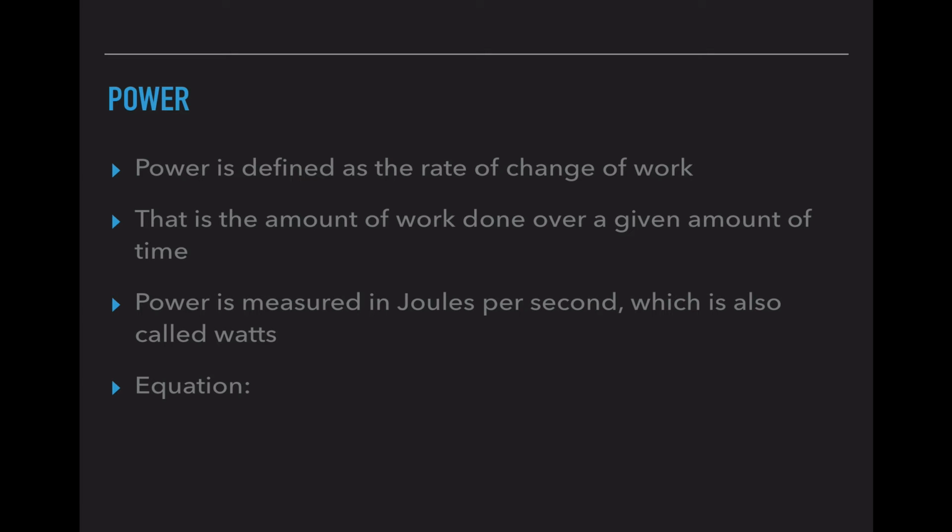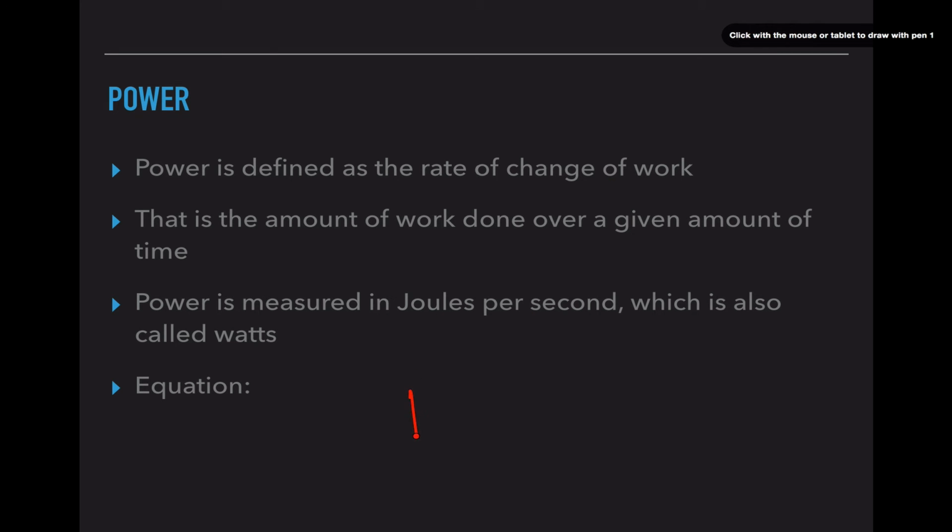So the last thing we're going to talk about in this video, it's going to be real quick, is power. Power is defined as the rate of change of work, meaning it is the amount of work done over a given time frame. Power is measured in joules per second, which is also called watts. So things that we're used to seeing that have watts on it are microwaves, light bulbs. Those all give an amount of power because it's work done per given second.